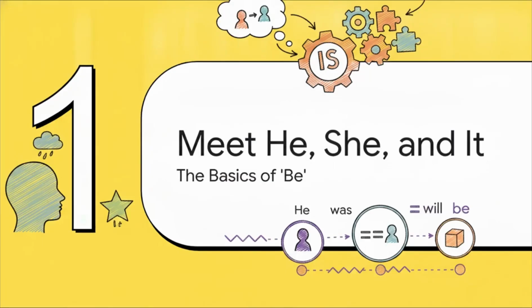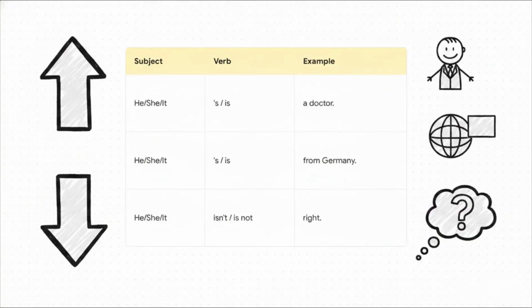Meet he, she, and it, the basics of be. So think about our core subjects, he, she, and it. There's an incredibly reliable pattern here. In the positive form, these three always, and I mean always, pair with is, which we often just shorten to an apostrophe s. So you get, he is a doctor, or she is from Germany, or it is in South Africa. It's like a perfectly fitted puzzle piece.